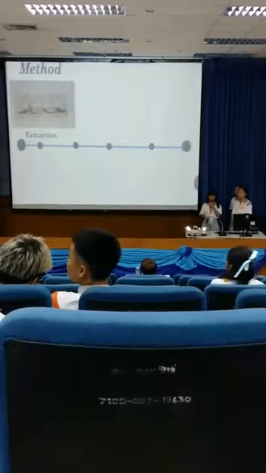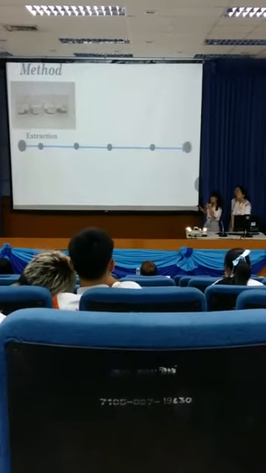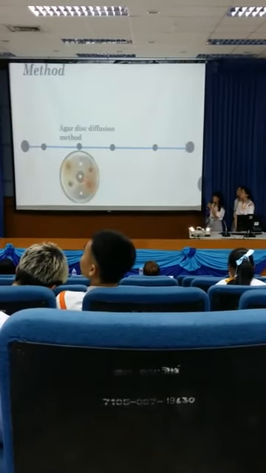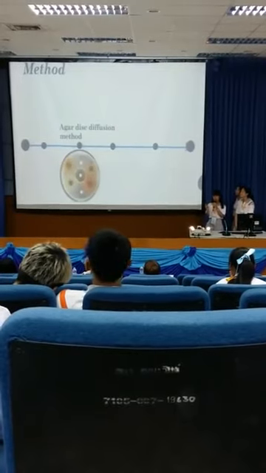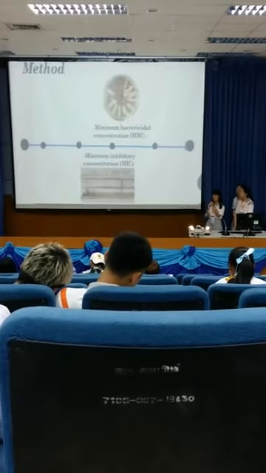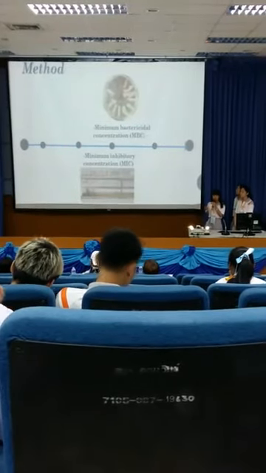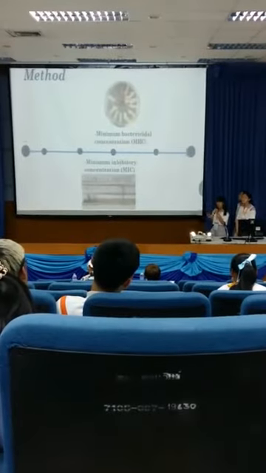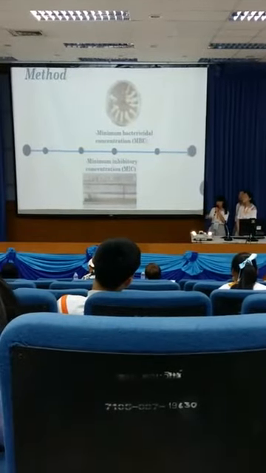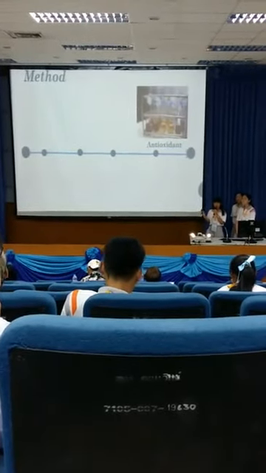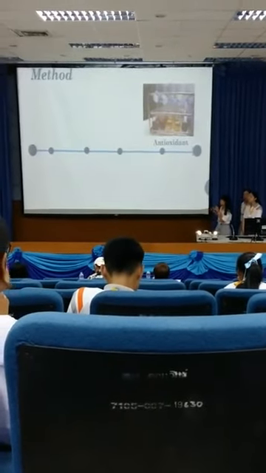First, we make extraction using solvents that are distilled water and 95% ethanol. Second, we test bacterial growth inhibition efficiency by the agar diffusion method. Third, we find the lowest concentration of the extract that inhibits the bacteria by minimum inhibitory concentration and minimum bactericidal concentration, also known as MIC and MBC. In the last step, we find the amount of antioxidant in the extract.